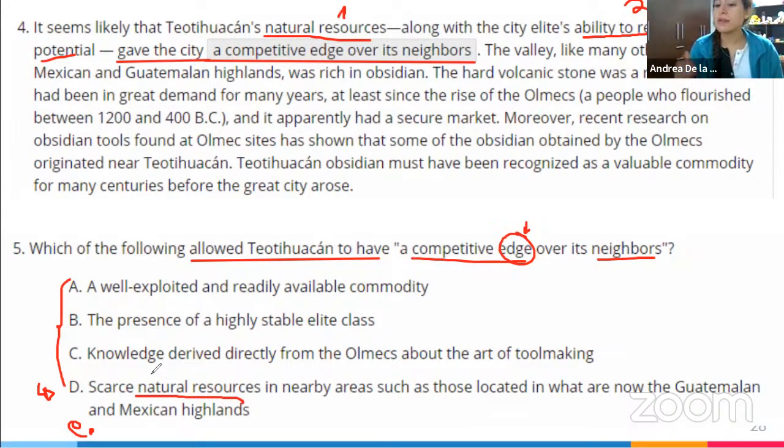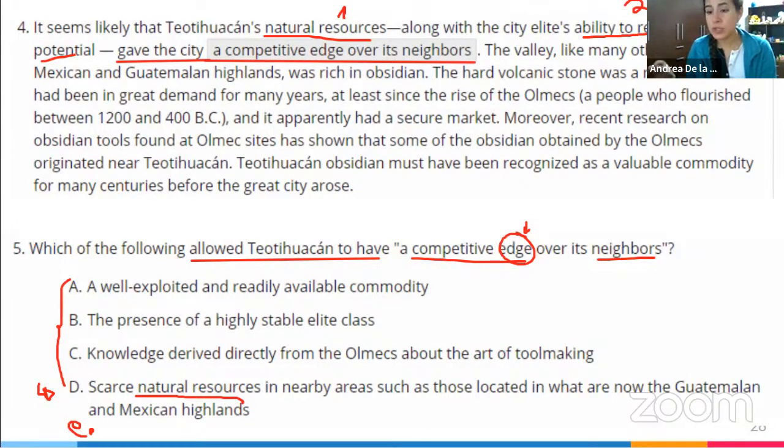So it says scarce natural resources in nearby areas such as those located in what are now the Guatemalan and Mexican highlands. Okay. First thing that I'm noticing is that it doesn't contain everything we talked about, right? It talks about their natural resources, but it doesn't contain the second thing, which is their ability to recognize their potential. So that's one thing that is making me doubt a little. Now, the second thing is not just natural resources. They say scarce natural resources located in these areas.